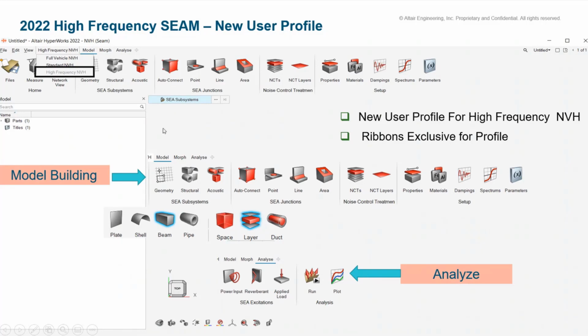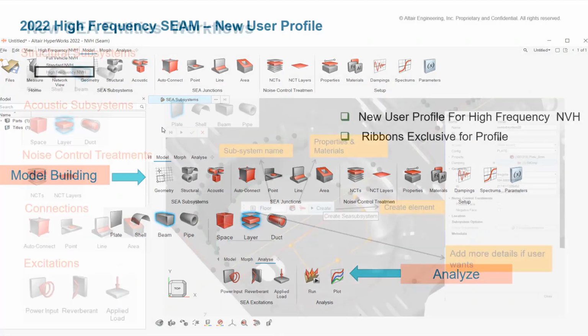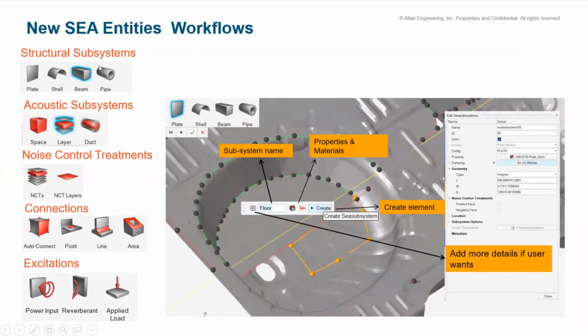So we have established new SEA entity workflows for each of them: for structural subsystems, acoustic subsystems, noise control treatments, connections and excitations, we have developed new workflows which are close to the Unity workflow. So it is as good as working in Unity, and there is no difference. Now most of the workflows are integrated well into the Unity framework.